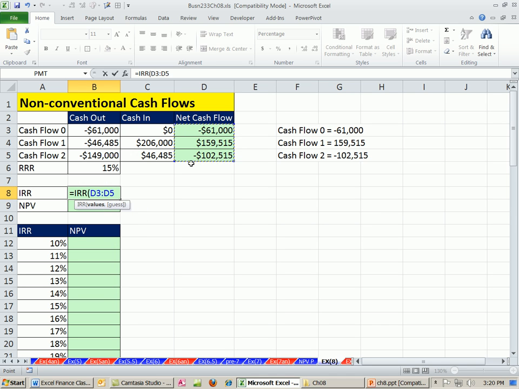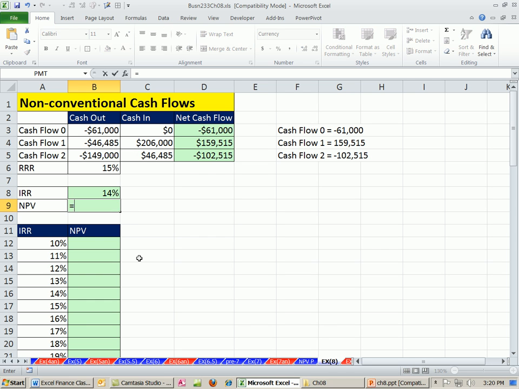Remember, IRR can take cash flows at time 0 and after. So 14%. Inside the firm, we have determined that our required rate is 15%, and we have an IRR of 14, which means we cannot accept this project.